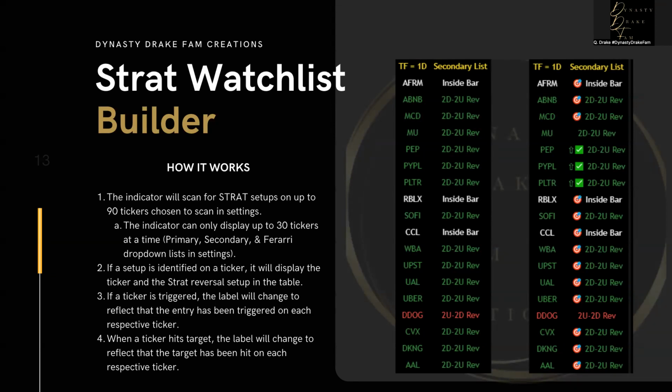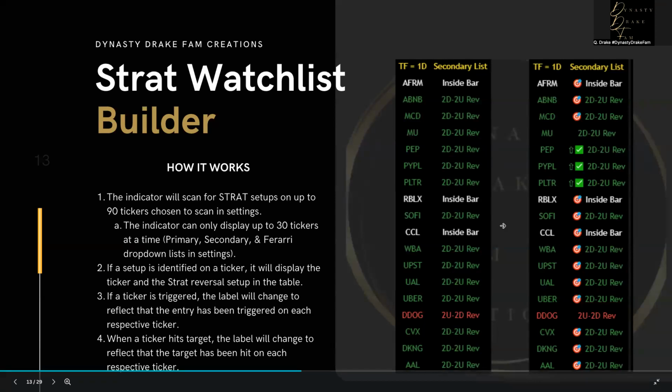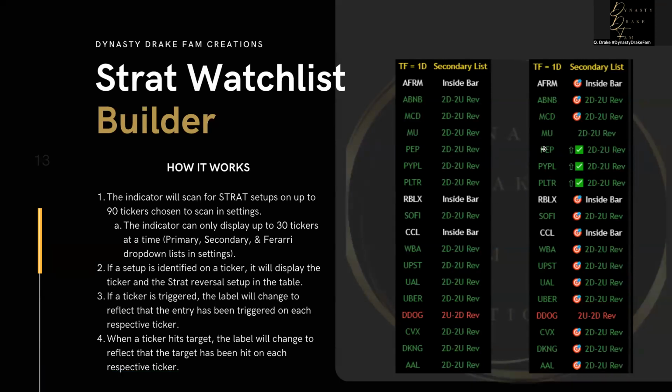the label will change to reflect that entry has been triggered on each respective ticker. So if you see here on Pepsi, this was the setup list that it found the previous day. Once the market opened and things started moving, Pepsi triggered the calls, right? It was a 2 down, 2 up reversal setup. It triggered up, but it never went through to target, right?